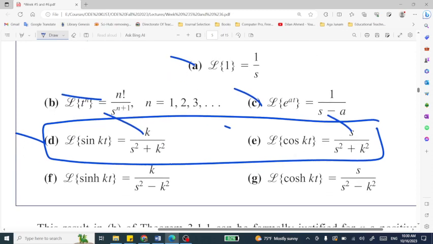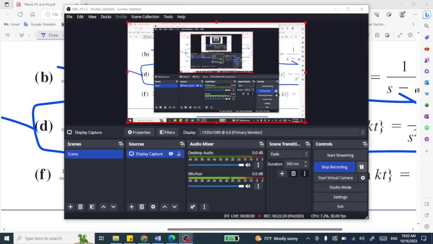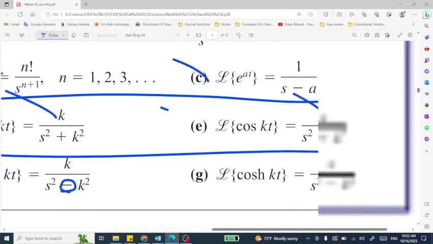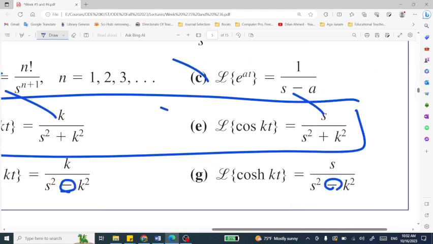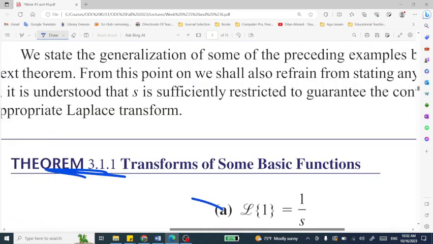How about sine hyperbolic and cosine hyperbolic, sinh and cosh? The same, just with a minus sign: s squared minus k squared. Look at your calculator. What about sinh and cosh? There is only a minus.